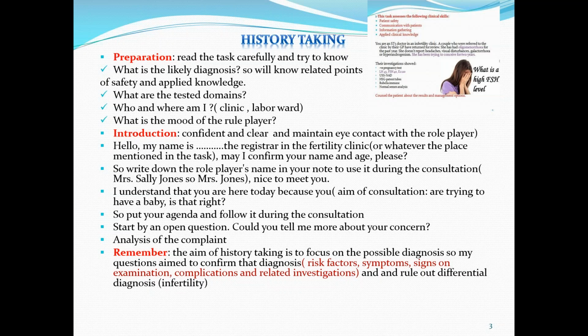Determine the focused history you need to ask about. And you need also to ask questions to rule out differential diagnosis. As in this scenario, she has premature ovarian insufficiency, but I need to rule out that she doesn't have any visual disturbance, any headache, any milk discharge from the breast. This is to rule out other differential diagnosis of infertility.